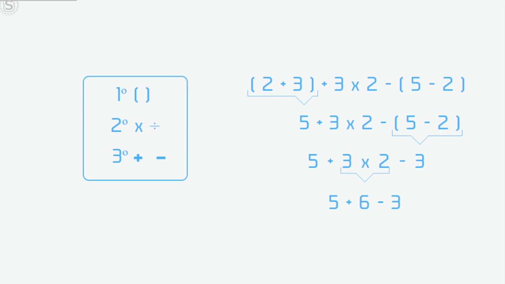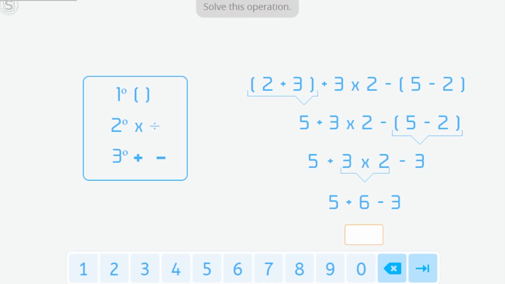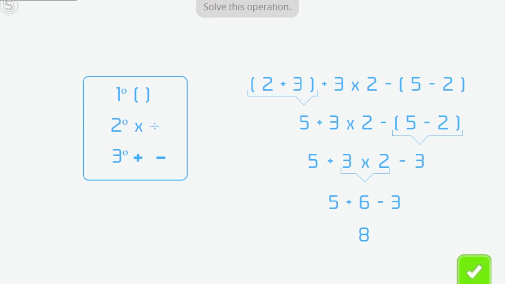Now we just have to do the addition and subtraction. Remember, when we have more than one operation in the same category, we solve them from left to right. Taking this into account, see if you can finish the operation. We need to add 5 and 6, which makes 11, and subtract 3 to get 8. Now we have the final result of our compound operation.